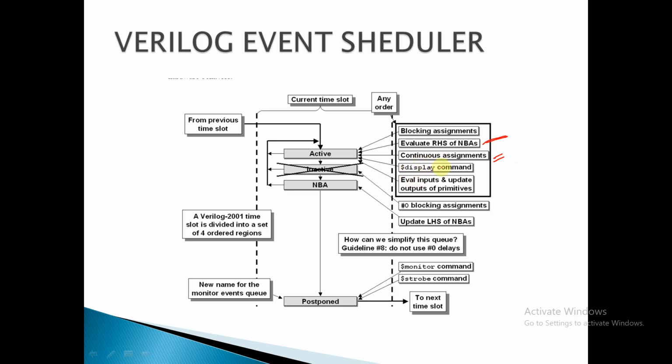The $display command will be executing in the active region, and evaluation of inputs and update of the outputs of primitives, all the gate primitives we have, right? So that will be happening in the active region in this particular time slot, and there is no order in the case of the active region. So here, for all these executions, there is no order.